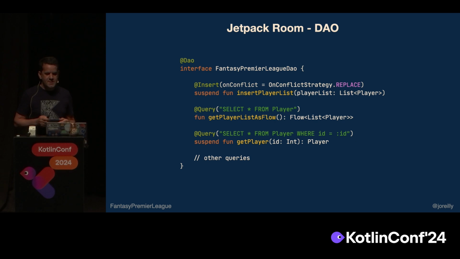And this is the database access object we referred to in the previous slide. Here we define various database queries we'll be making, showing just the ones related to a player here. We have methods for inserting the list of players, returning the players in the DB as a Kotlin flow, and then retrieving a particular player by ID. It's this class we'll be using in our repository.